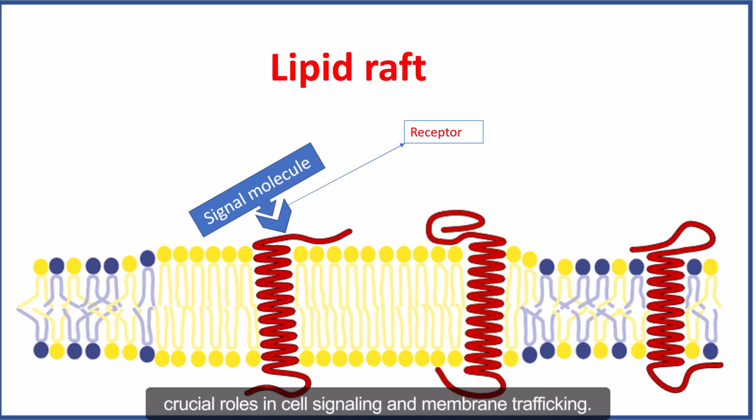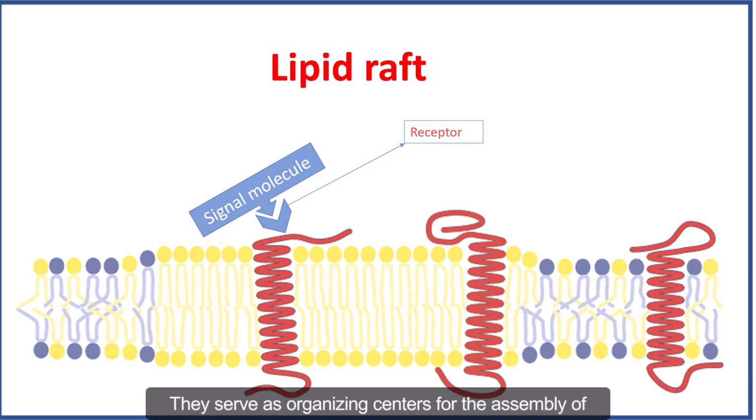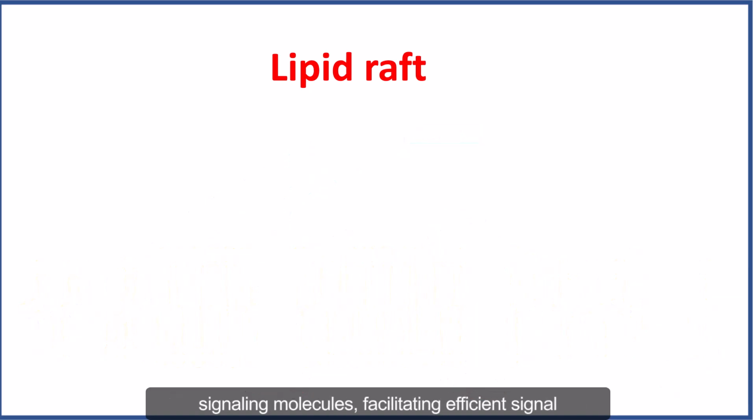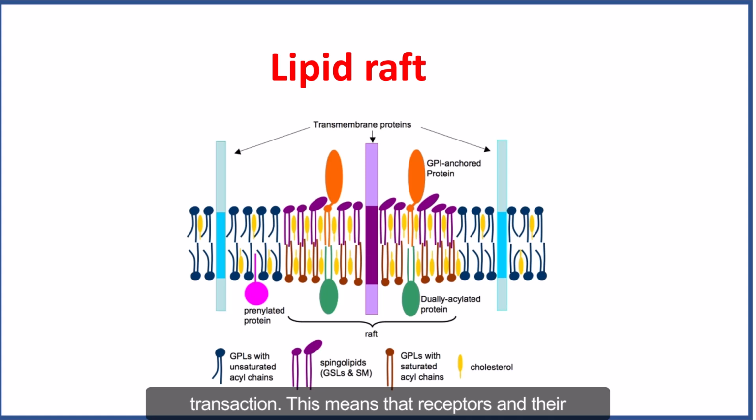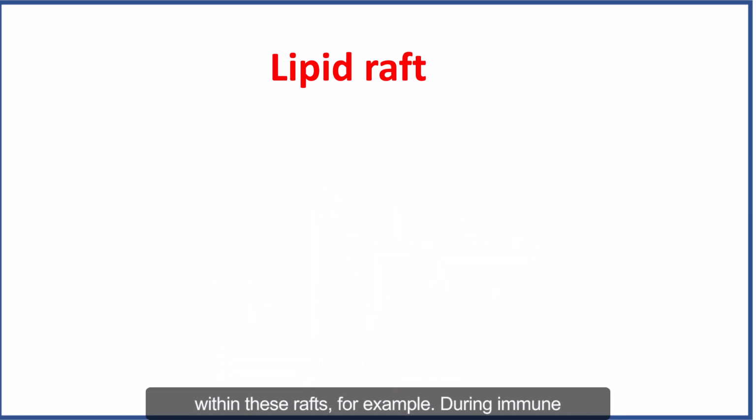Lipid rafts play crucial roles in cell signaling and membrane trafficking. They serve as organizing centers for the assembly of signaling molecules, facilitating efficient signal transduction. This means that receptors and their associated proteins can interact more closely and rapidly within these rafts.